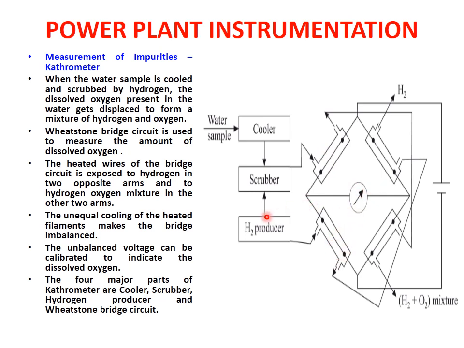The unequal cooling of the heated filaments makes the bridge imbalanced, because one of the gases is in a cooled condition and the other gas is in a heated condition. So there is an unequal cooling between the two systems, and therefore it makes the bridge imbalanced. The unbalanced voltage can be calibrated to indicate the dissolved oxygen. The four major parts of the katharometer are the cooler, scrubber, hydrogen producer, and Wheatstone bridge circuit. From this we can observe that the Wheatstone bridge circuit helps us find the dissolved oxygen.